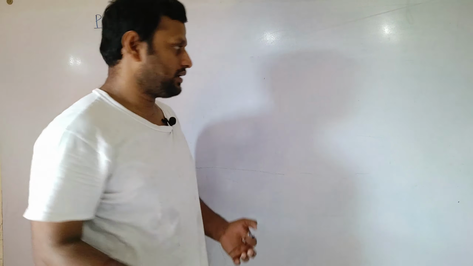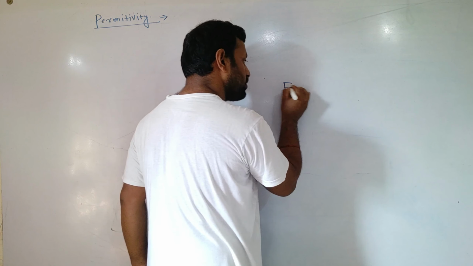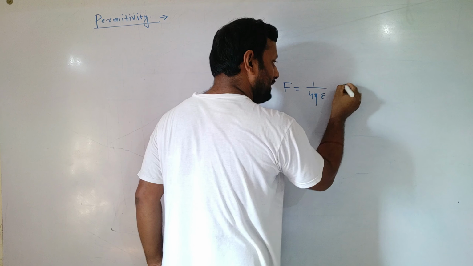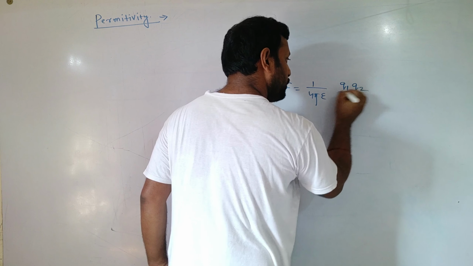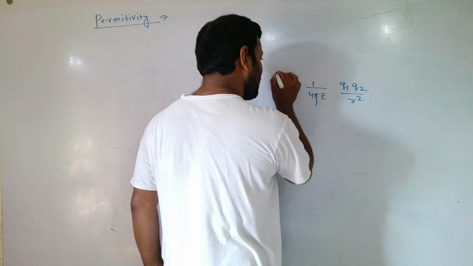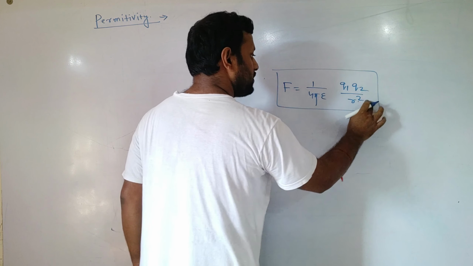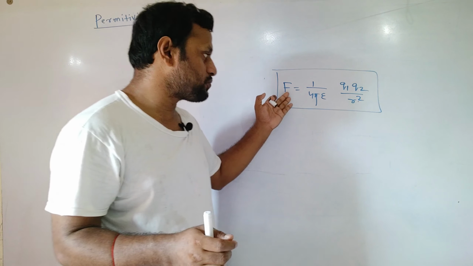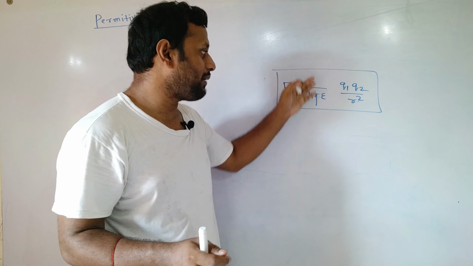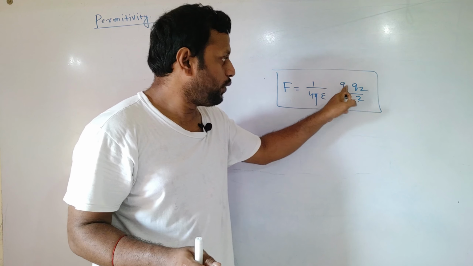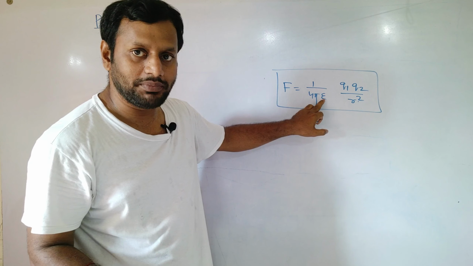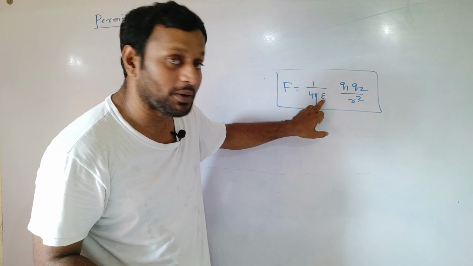Let me first write down: force is equal to 1 by 4 pi epsilon into q1 q2 by r square in scalar form. So if there are two point charges q1 and q2 separated by distance r, then the Coulomb's force F is equal to 1 by 4 pi epsilon q1 q2 by r square in any medium. For any medium epsilon becomes epsilon 0 into epsilon r, and this is called permittivity.